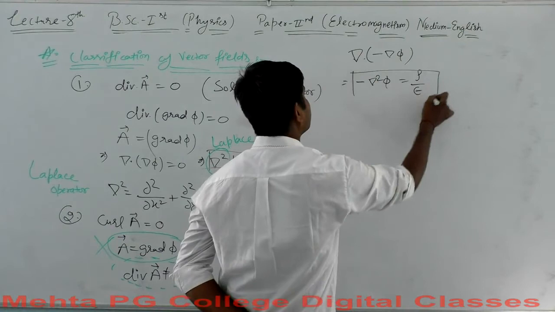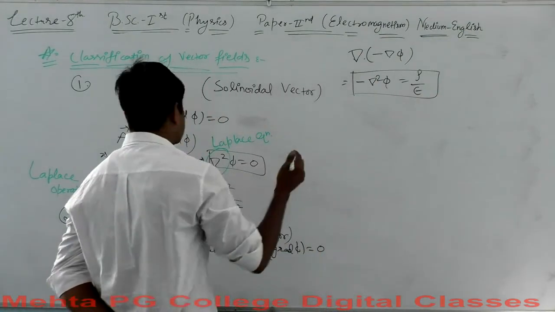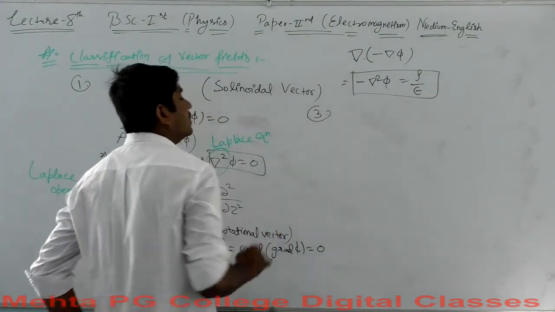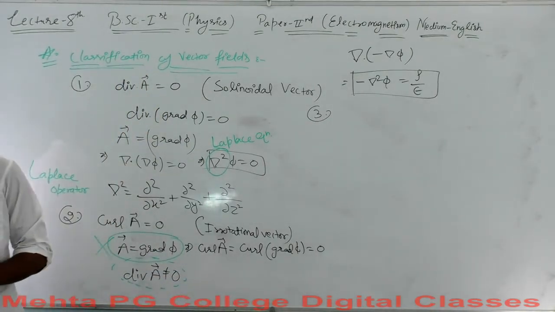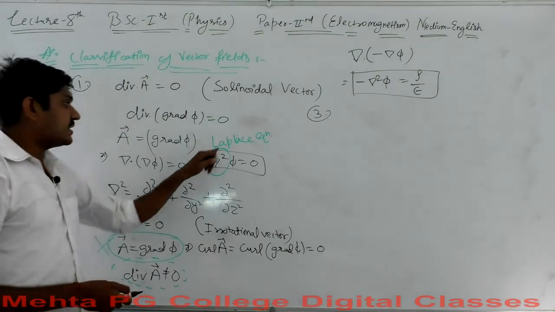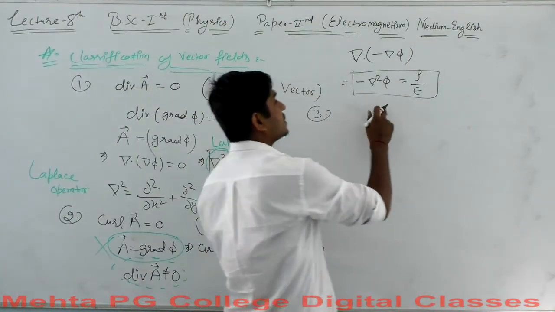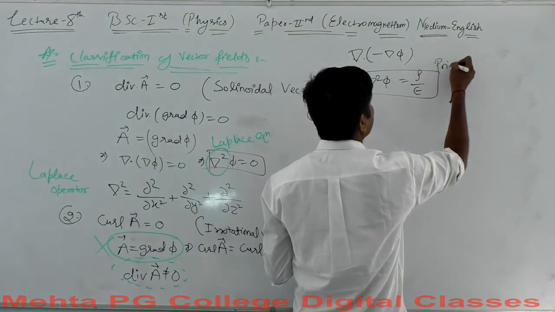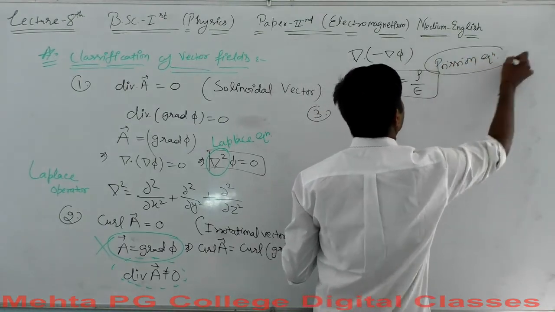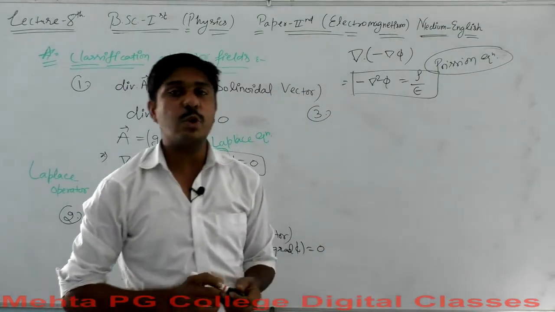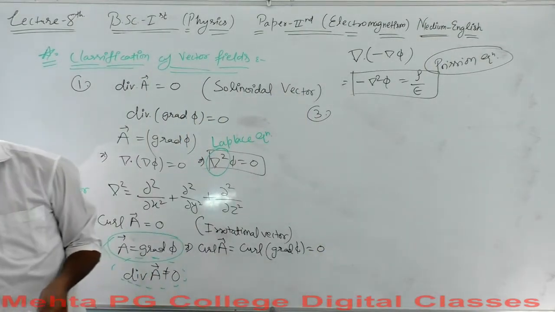So this is the second type of vector field. Now specifying the third type of vector field, for which this equation is termed as the Laplace equation, and this equation is also called the Poisson equation. Poisson in short, you can say the Poisson equation.